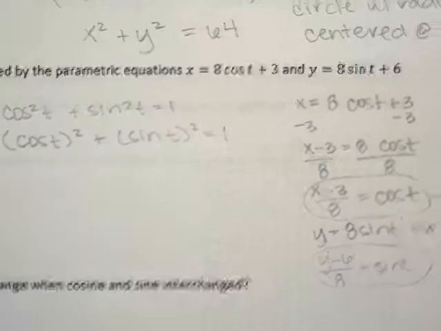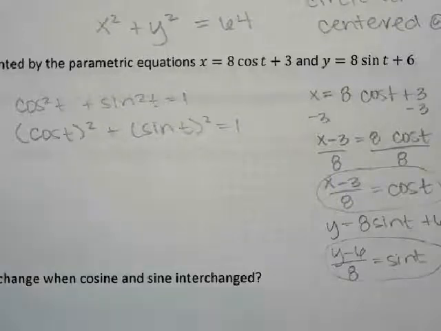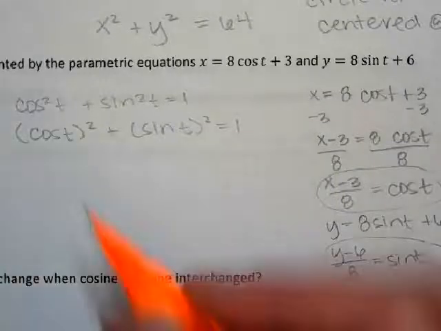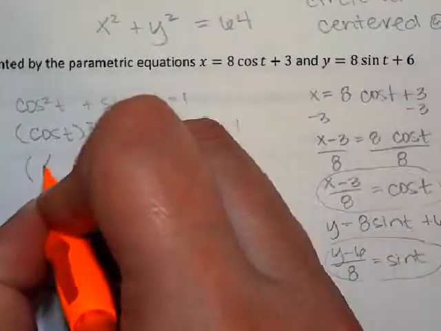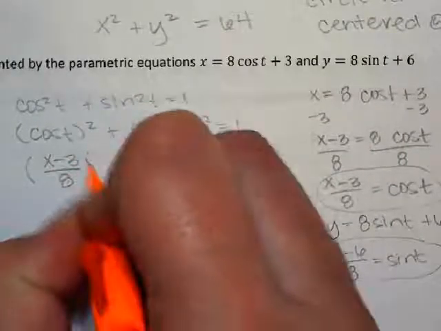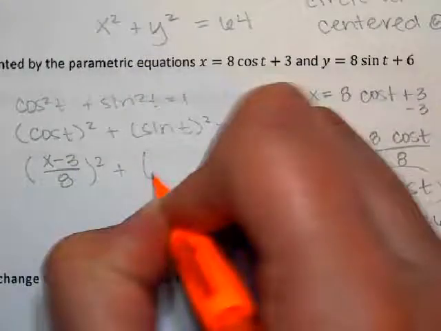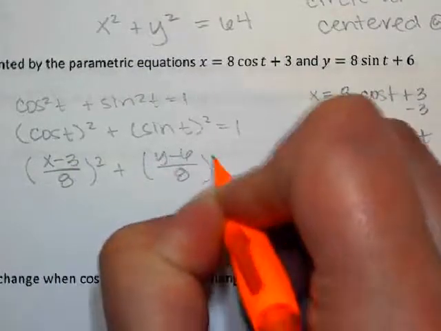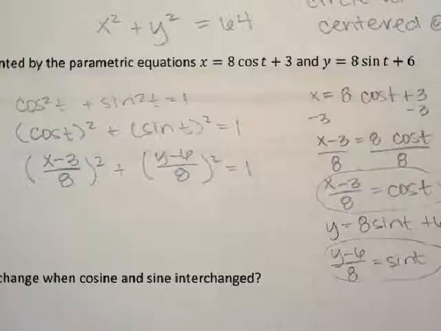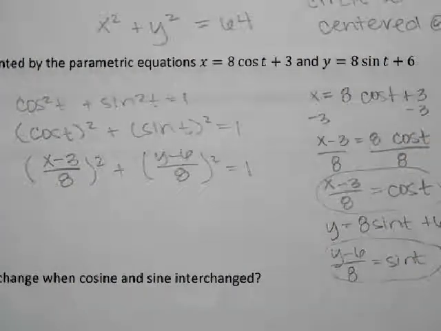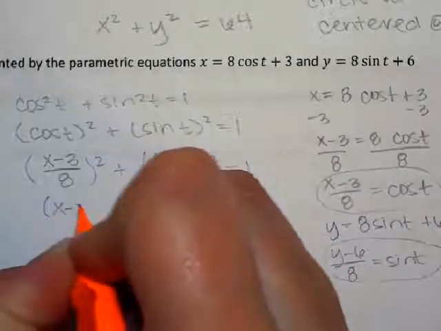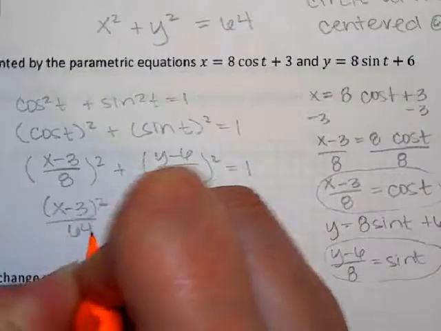And then we'll replace it with x minus 3 over 8 and y minus 6 over 8. So what are we going to do next? Yeah, so right, the top and the bottom is squared. So we're going to have x minus 3 squared over 64, y minus 6 squared over 64, and then Reagan, you're exactly right, we're going to multiply the whole thing by 64.